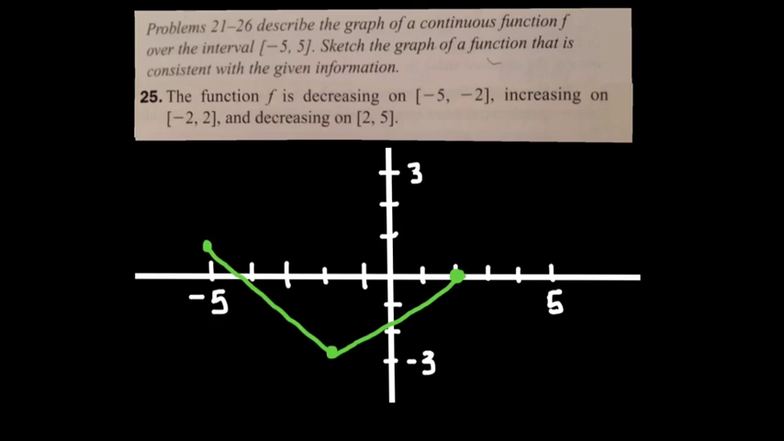And then finally, we want it decreasing between 2 and 5. Let's make this one decrease just a little bit, just to show you that it doesn't have to be a drastic decrease, as long as the function's moving down.